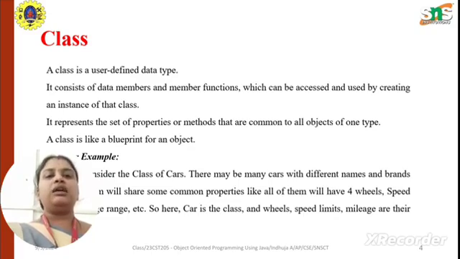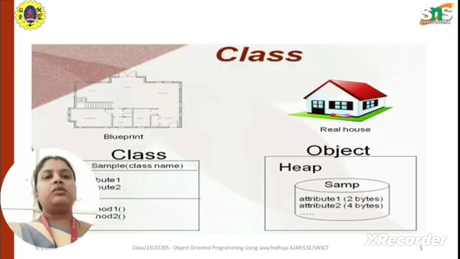A class is like a blueprint for an object. For example, consider the class of cars. There may be many cars with different names and brands that will share some common properties, like all of them will have 4 wheels, engine, seatings, etc. So here car is the class, and wheels, speed limits, mileage are their behavior. So this is an example for the class.